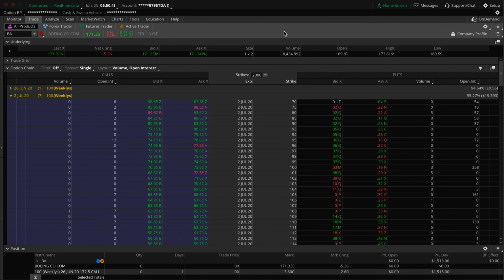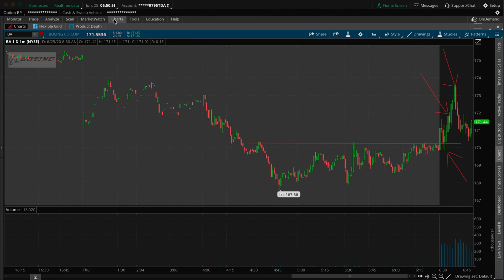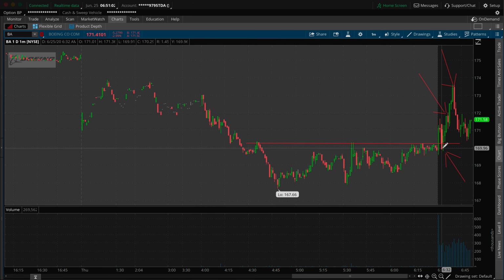In this video, we're going to do another quick trade recap on a trade that I did on Boeing today, in which we made about $1,500 in about 5 or 6 minutes. Here it is on the chart. I got in right off the bounce of the 170 area right here at 633.